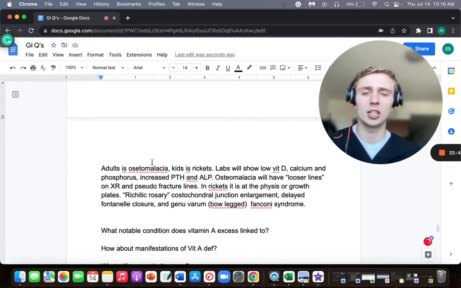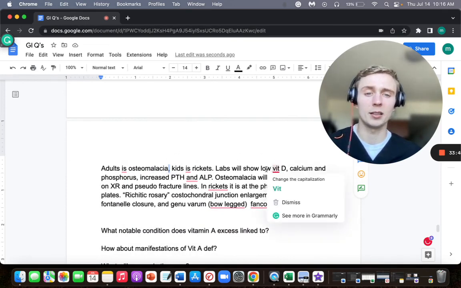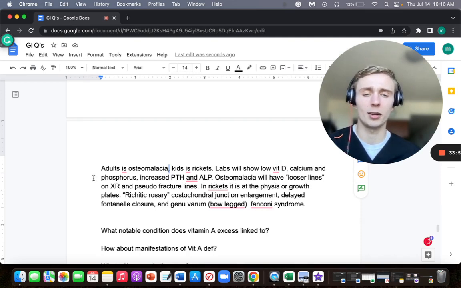Adults is osteomalacia. In kids it is called rickets. Labs will show a low vitamin D, calcium, and phosphorus, and an increased parathyroid hormone and alk-phos. Of course, parathyroid hormone is increased, because remember, that's activated to be pumped out when we have low calcium. Osteomalacia will have looser lines on x-ray and pseudofracture lines, again in adults.